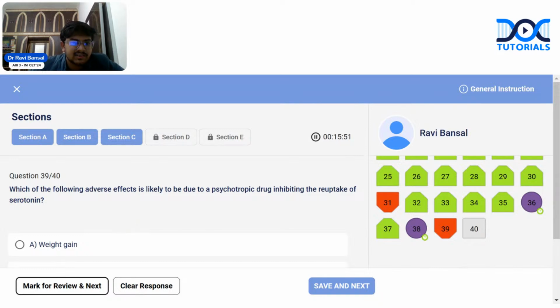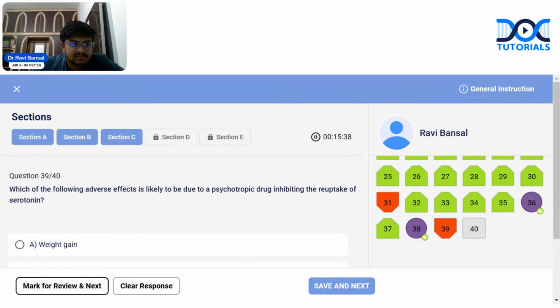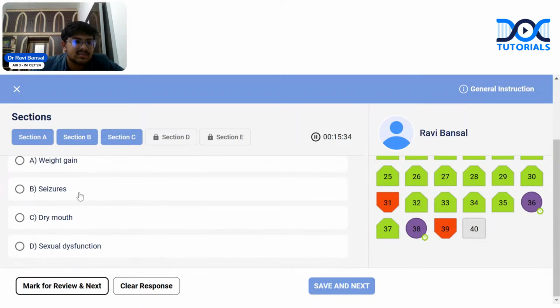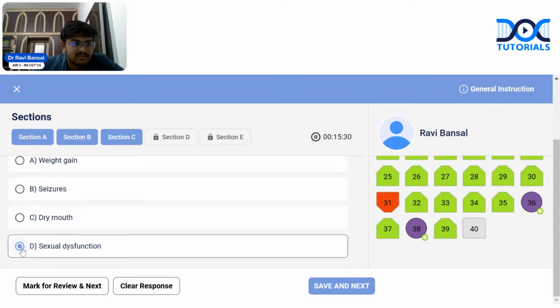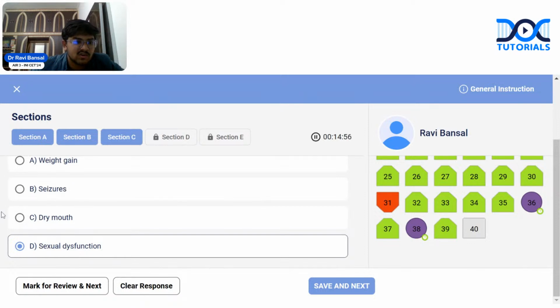Which of the following adverse effects is likely to be due to a psychotropic drug inhibiting the reuptake of serotonin? So this is like an SSRI, the likely adverse effect. Sexual dysfunction, so this is a side effect. Seizures, I don't think. Weight gain, I do not remember. I think it was weight loss as a side effect in SSRI. Dry mouth is more likely seen with TCA. Amitriptyline is famous for causing dry mouth. So sexual dysfunction is obviously a side effect of SSRI, a selective serotonin reuptake inhibitor. I do not know about these three options, but I am sure about this option. So I will mark this.